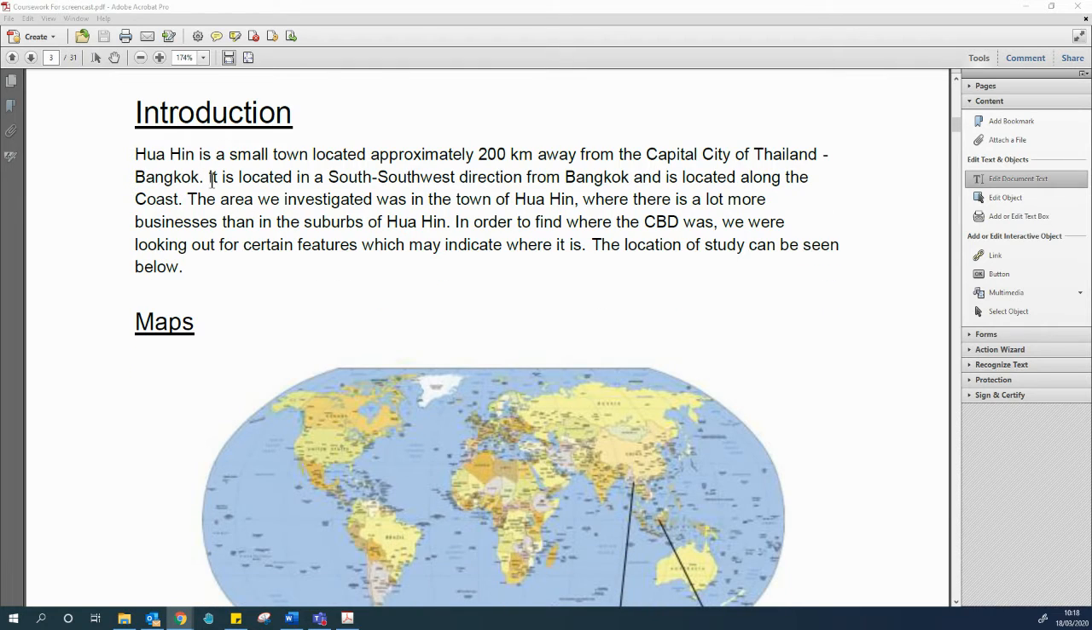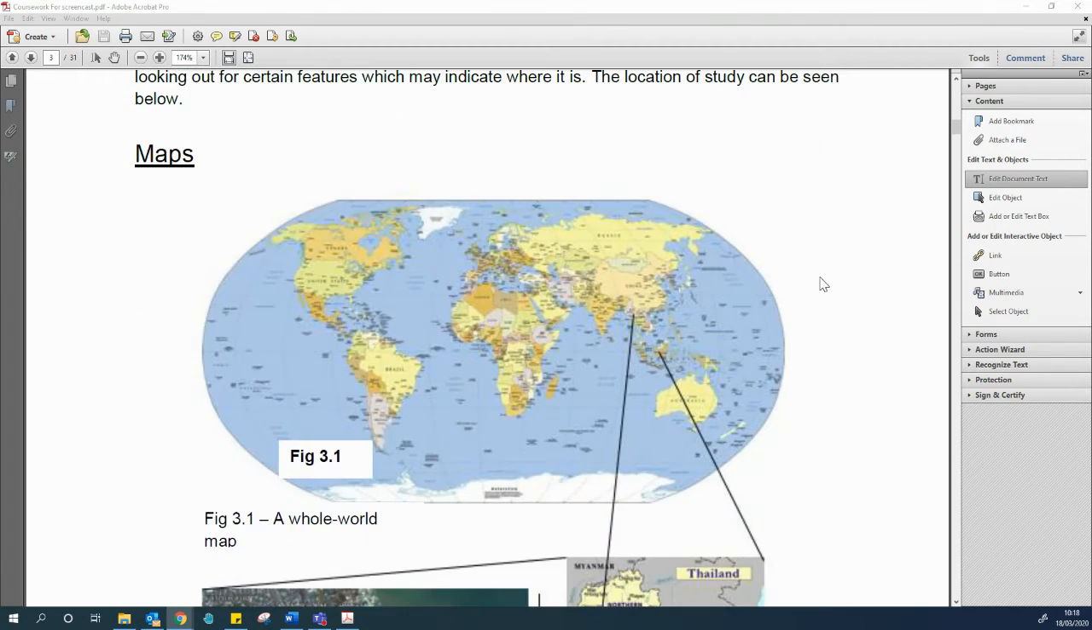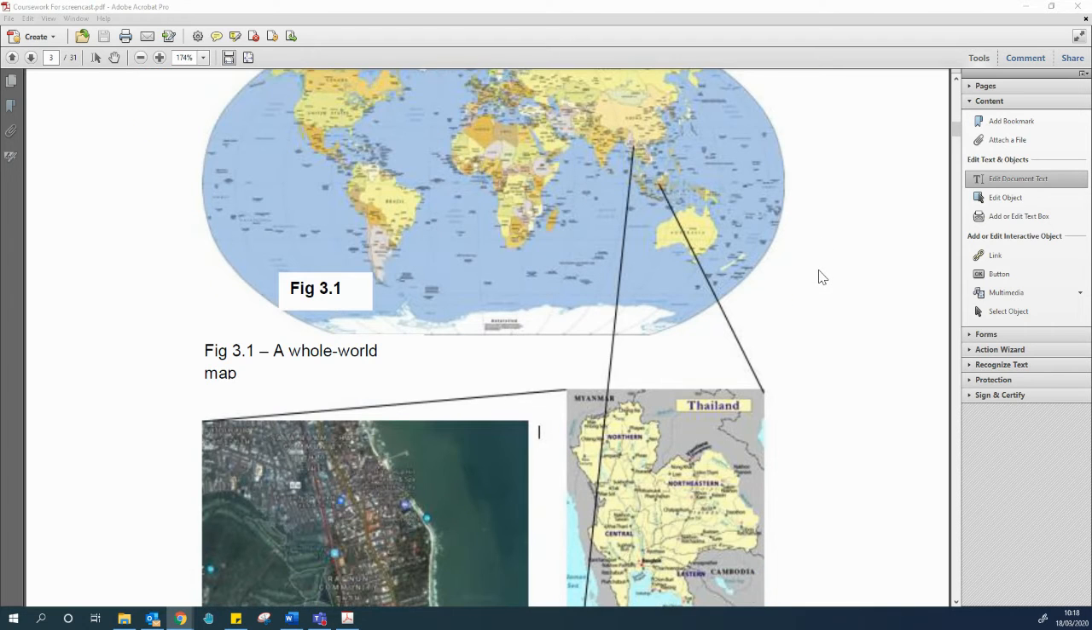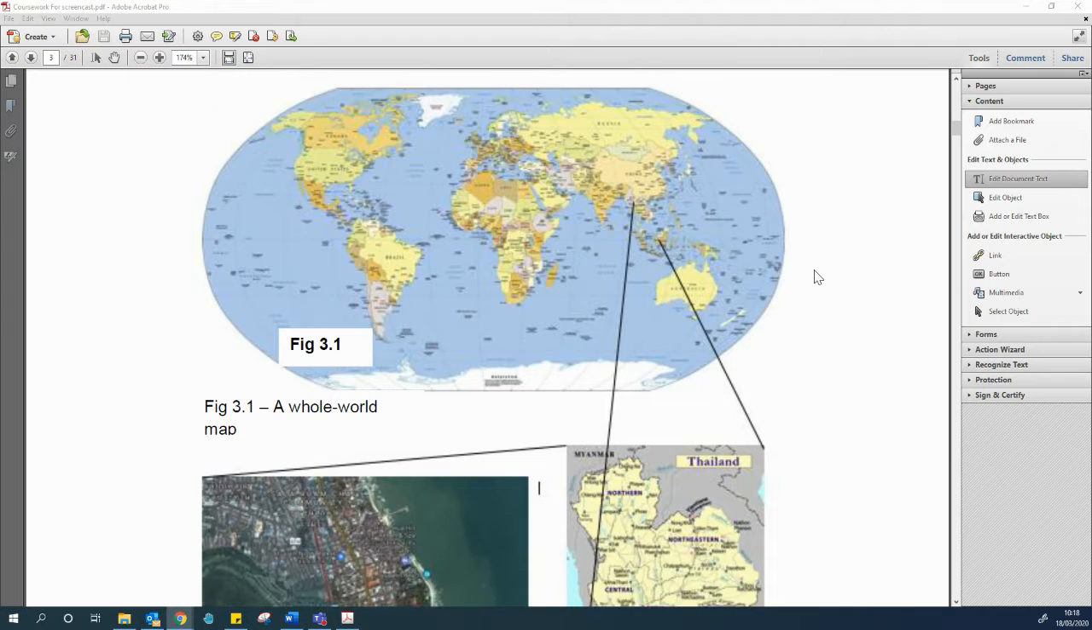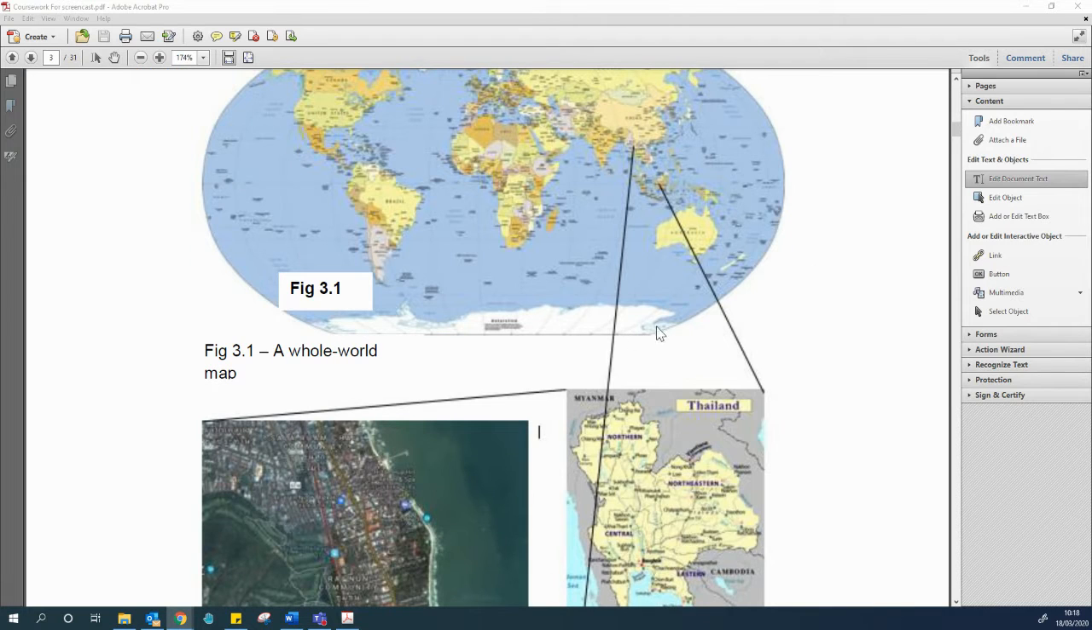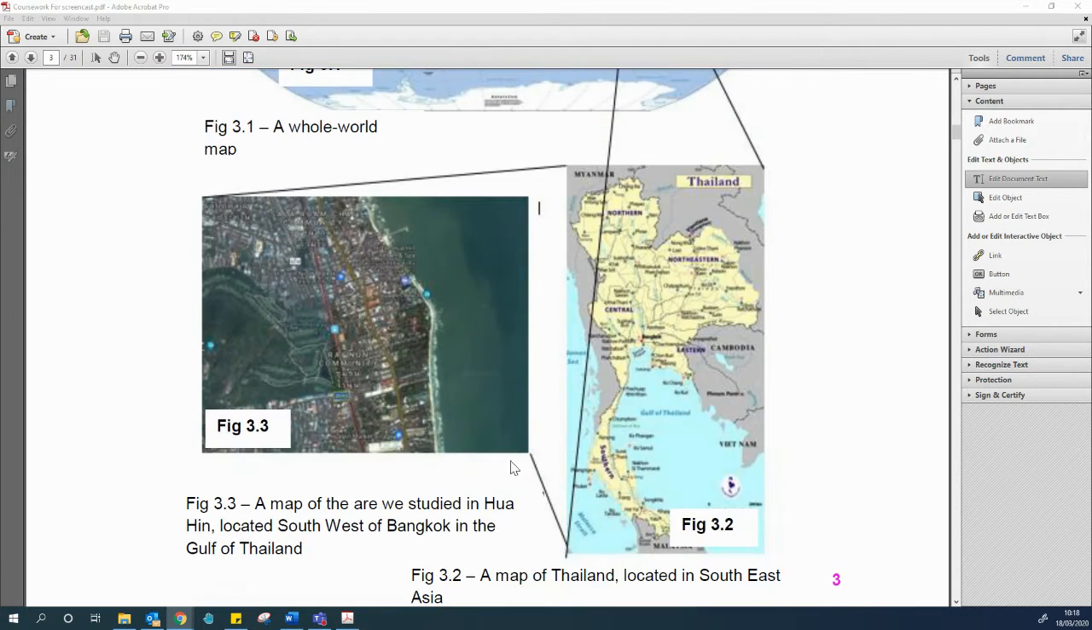The introduction. Don't use too many words. Look at the Firefly help guide, step by step, and follow those instructions. That's where you've got information about where Hua Hin is, the dates you actually studied it, etc. You should include a multi-stage map, which you all should have done already. One thing this doesn't have, which you all should have, is scales on each of the maps. So there'd be a scale for the world, a scale for Hua Hin there, and a scale for Thailand. And there should also be a compass direction on there.